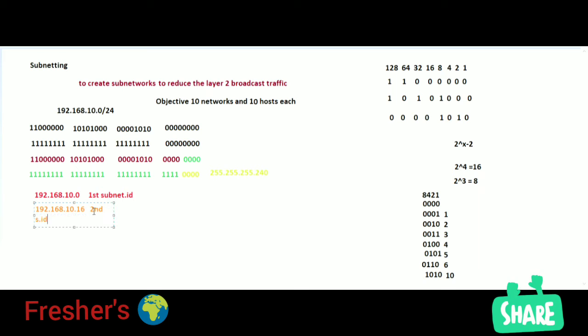SID means subnet ID. Let's see the third subnet ID. The third combination is 0010. The value of the third bit is 32, so the third subnet ID is 192.168.10.32.